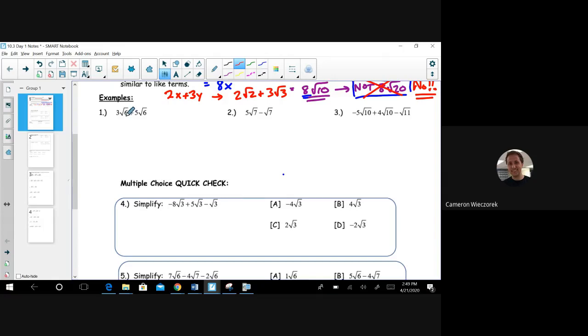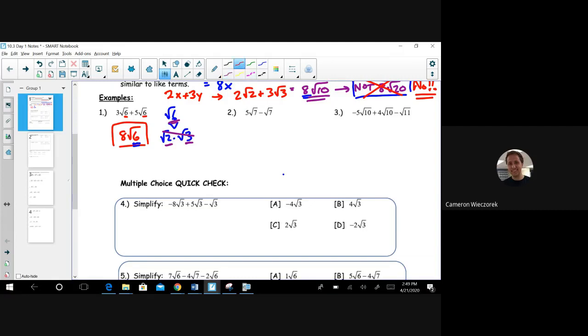So in number 1, I noticed they both have a rad 6. I have 3 rad 6, and then I add 5 more rad 6s. I'm only adding the numbers on the outside. 3 plus 5 would be 8 rad 6. Not 8 rad 12, 8 rad 6. And then we check 6. Does 6 break down more? We've seen this trick before. Rad 2 times rad 3 didn't help me because neither of these breaks down to a perfect square, and these two don't even pair up together. So I just leave it as a rad 6.